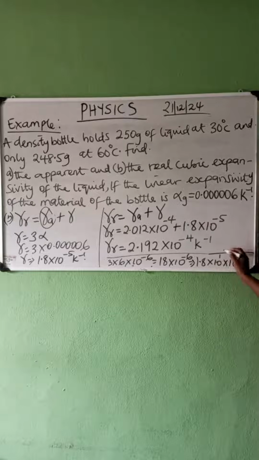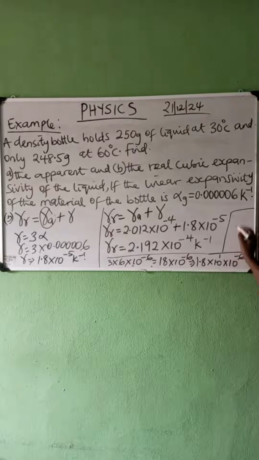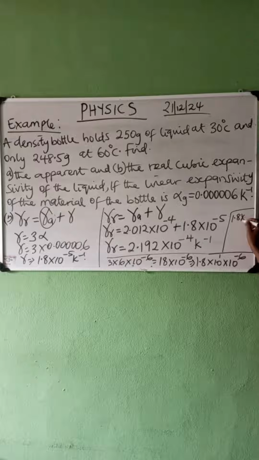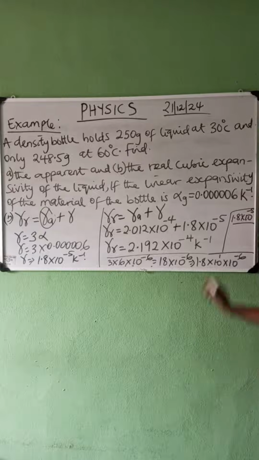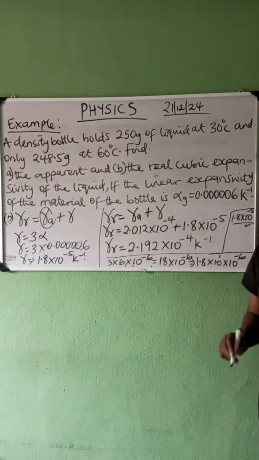By the time you work on the powers, you are going to get 1.8 times 10 raised to the power 1 minus 6, which is what? Minus 5. And that is why we have the answer to be 1.8 times 10 raised to the power minus 5. Is that clear? All right.